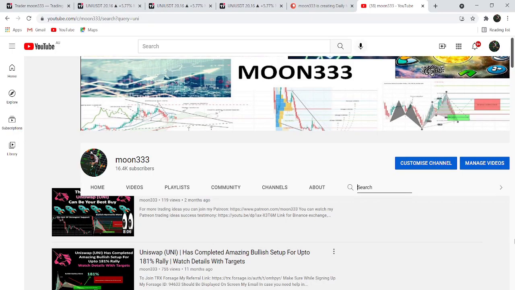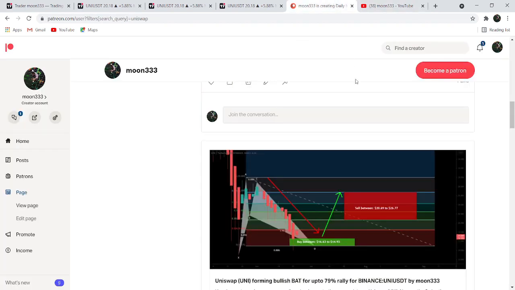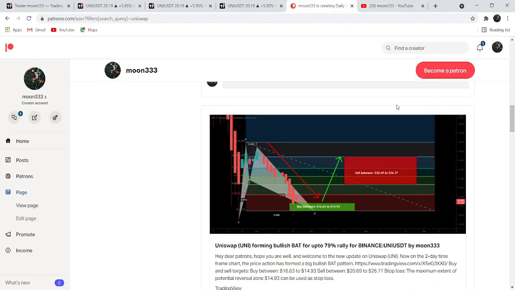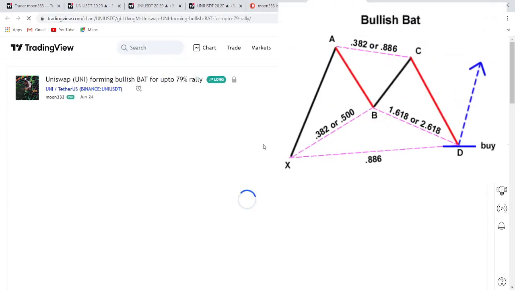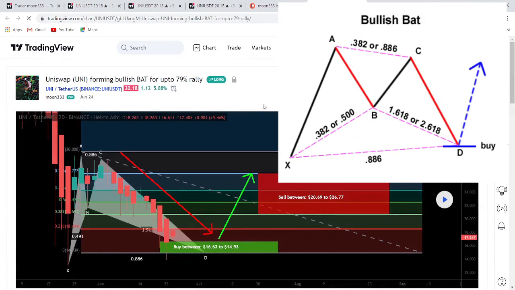Hope you're well and welcome to the new update on Uniswap token. In my previous video, I showed you how the price line of Uniswap has completed a very big bullish reversal setup. That was in fact a harmonic bullish reversal bat move that I shared for my members at the Patreon, and then I also shared it with you with the complete buying and sell targets. And this pattern was formed on the 2-day chart, and I was expecting up to a 79% move.